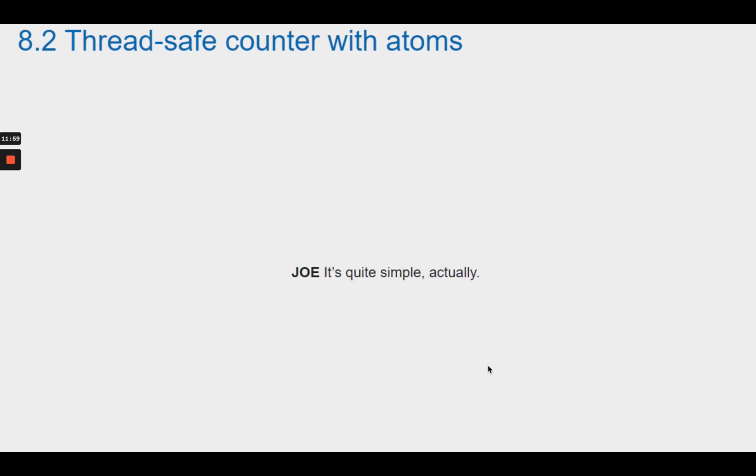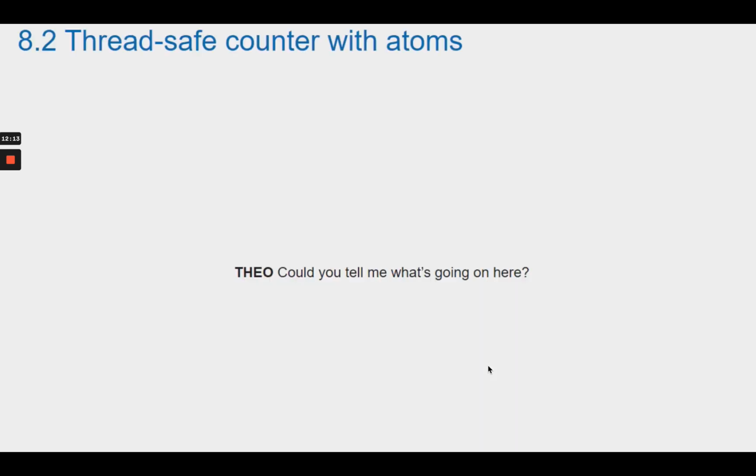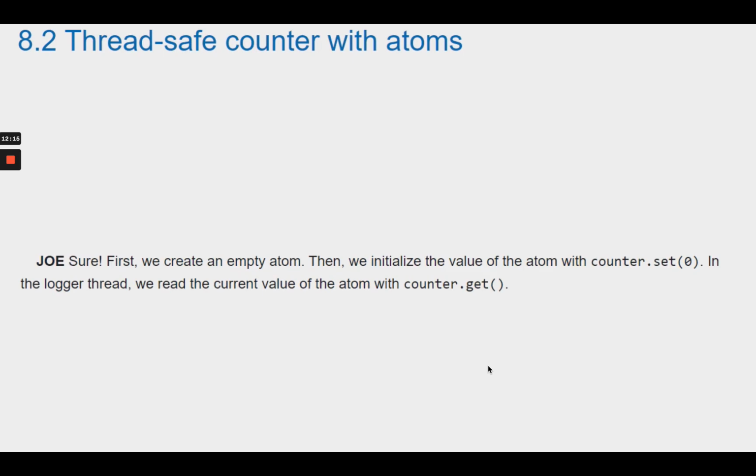Joe: It's quite simple, actually. Joe pulls out his laptop, fires it up, and begins to type. When he's done, he turns the laptop around so that Theo can see the code to implement a thread-safe counter in an atom. Theo: Could you tell me what's going on here?